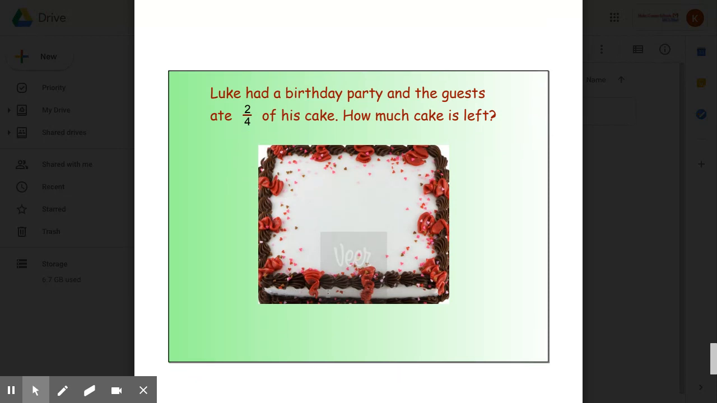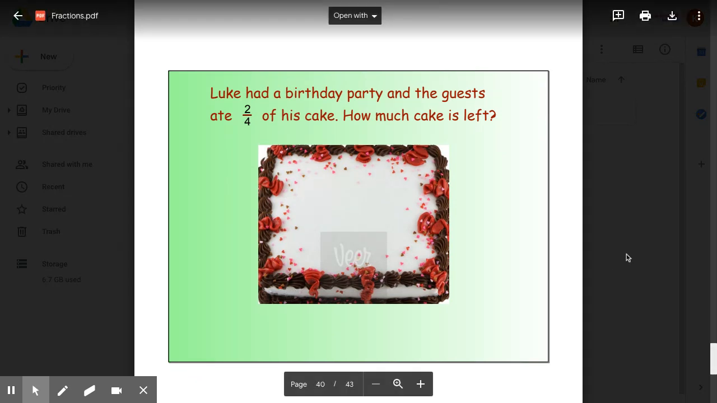All right. Luke had a birthday party and the guests ate 2/4 of his cake. How much cake is left? So if I look at my fraction and the bottom number, I know that there are 4 parts of the cake. So first I need to partition the cake into 4 parts.